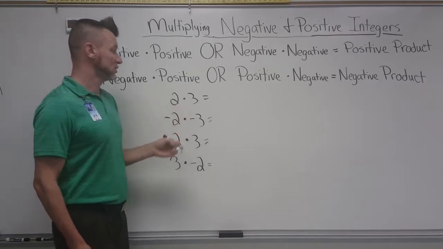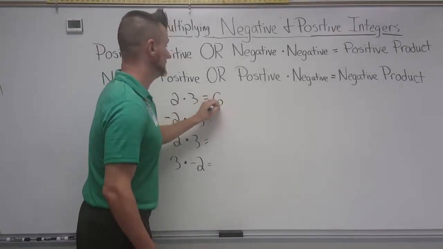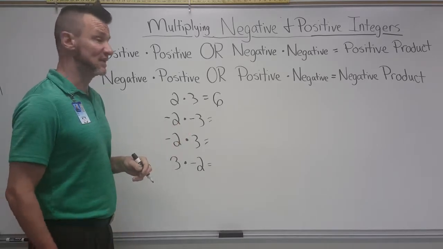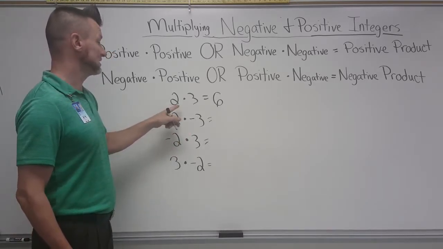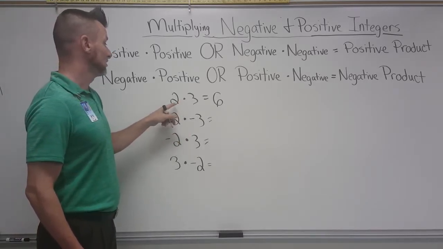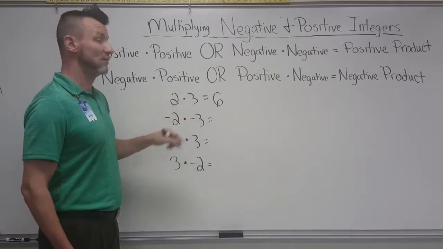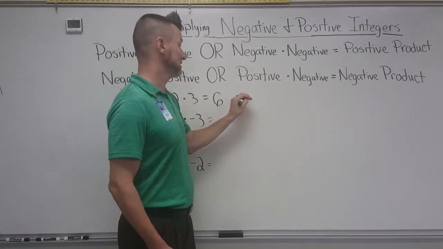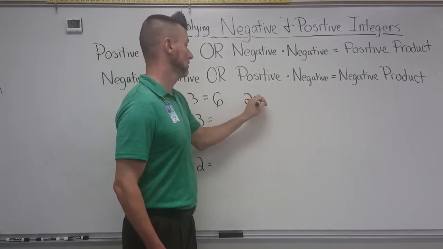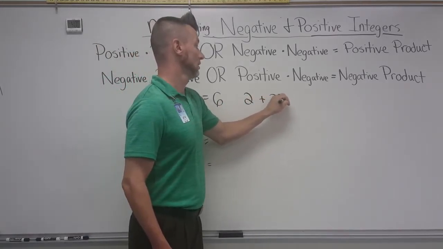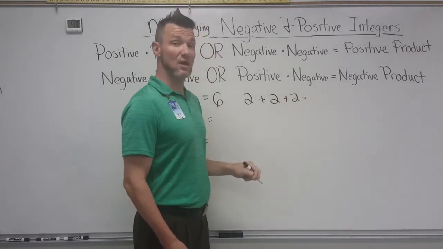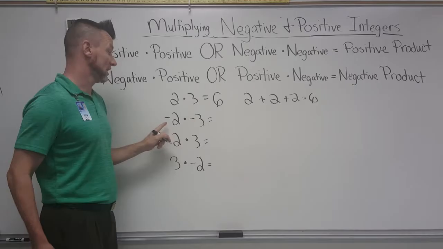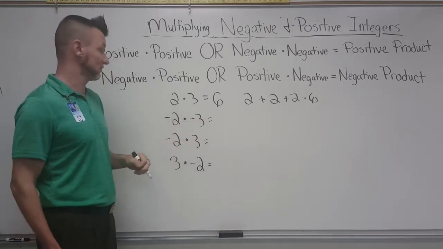So we all know that 2 times 3 is 6. But let's break that down a little bit to help us understand it even further. This is basically saying if we have the number 2 and we have it 3 times, we get 6. So this could be written as an addition problem saying 2 plus 2 plus 2, and we know that that equals 6.